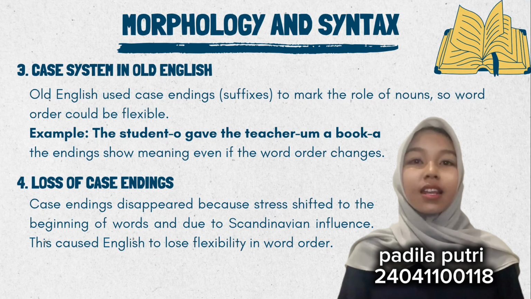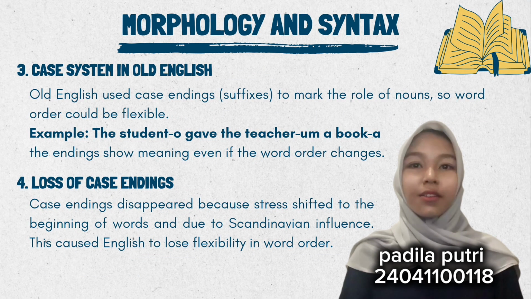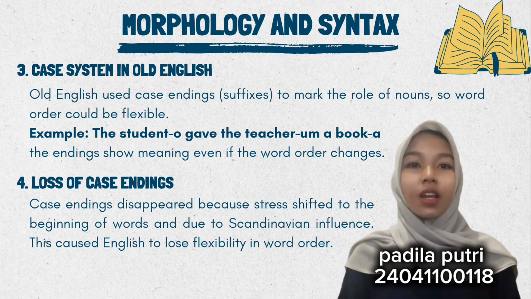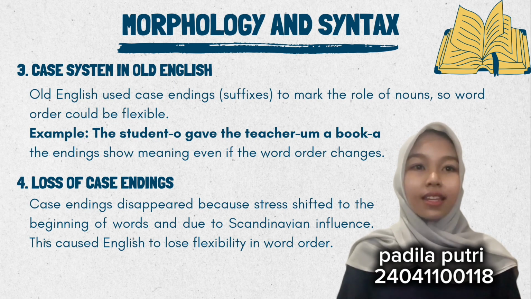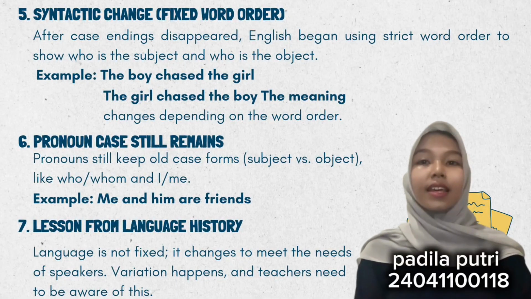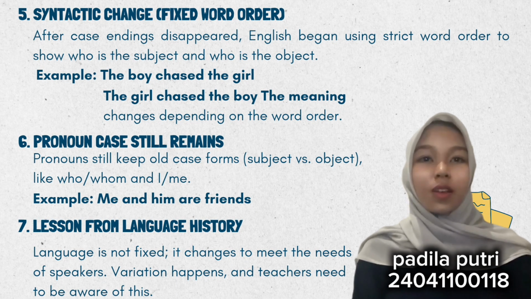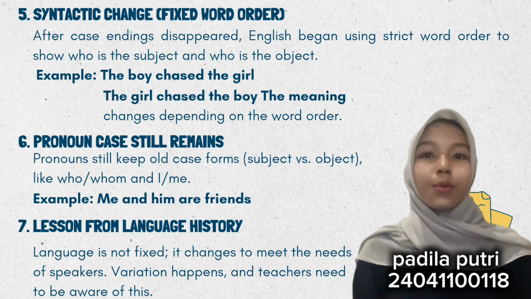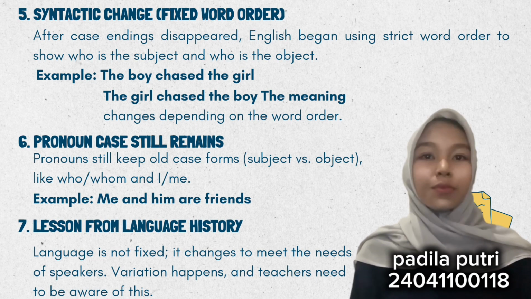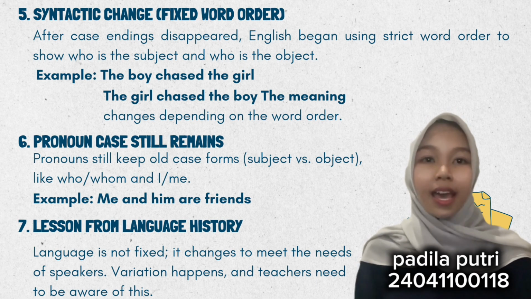In Old English, nouns used case endings to show their function, so word order could be flexible. For example, suffixes marked who was the subject or object, but later the case endings disappeared because of stress shifts and Scandinavian influence, causing English to lose flexibility. Next slide. When case endings were lost, English switched to a strict word order to show meaning. Pronouns, however, still keep some old case forms like who or whom and I or me.